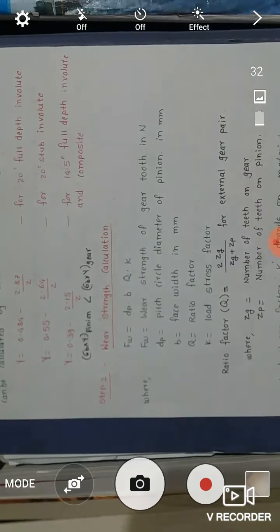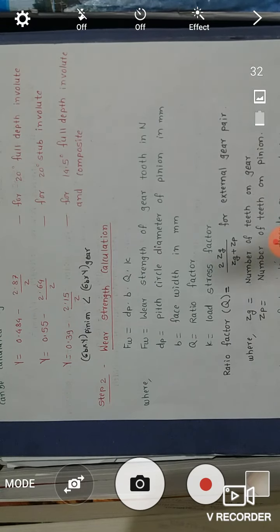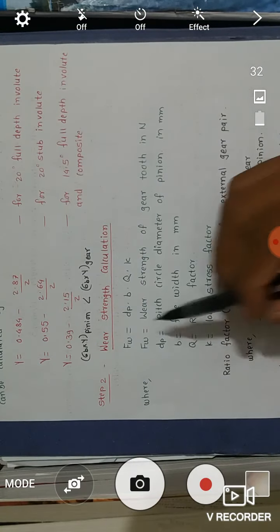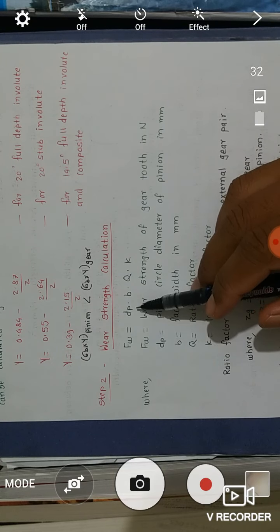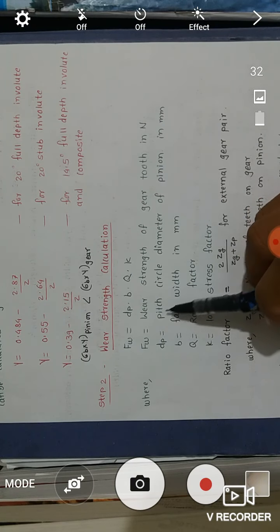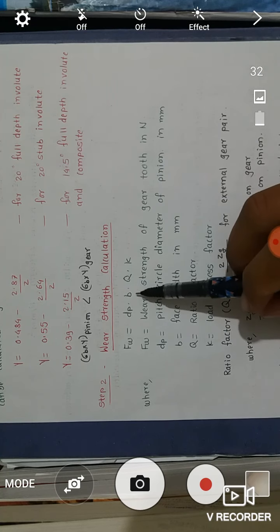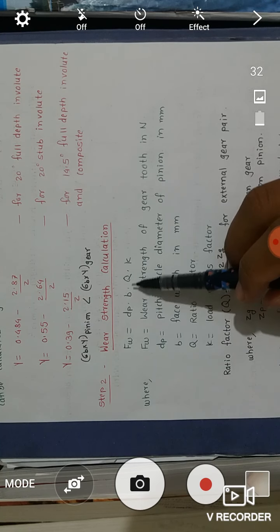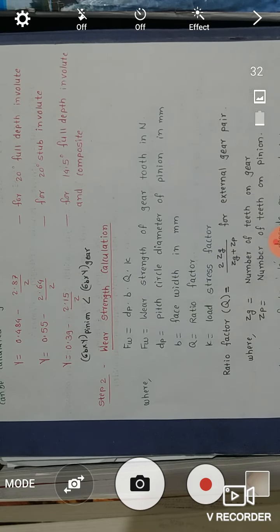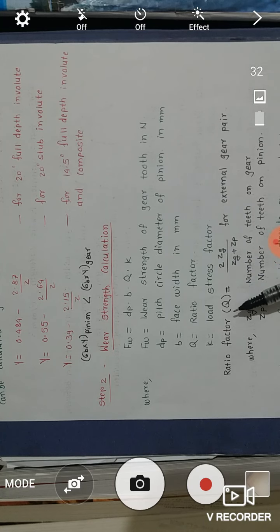Always this term is dp, that is pitch circle diameter for pinion. In case of the first step, the beam strength calculation, whether pinion is weaker or gear is weaker is different, and that equation is different. So always here we consider the pitch circle diameter, that is dp. Here b is the face width, already discussed, q is a new term, that is ratio factor, and k is a load stress factor.